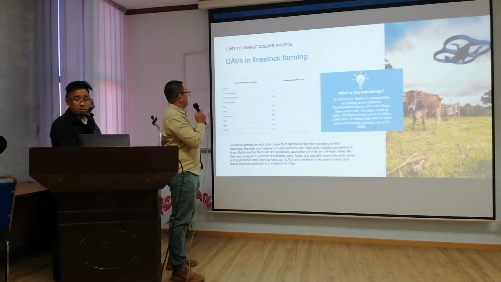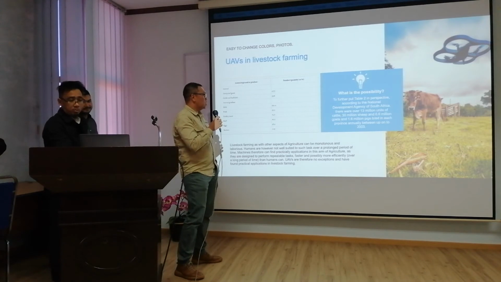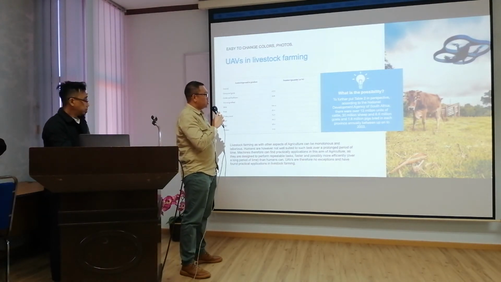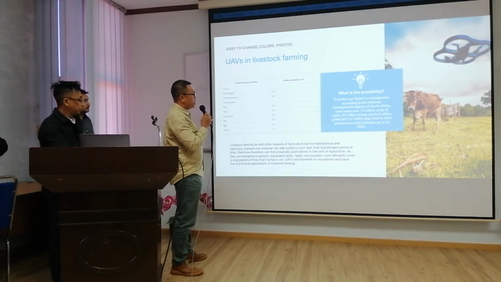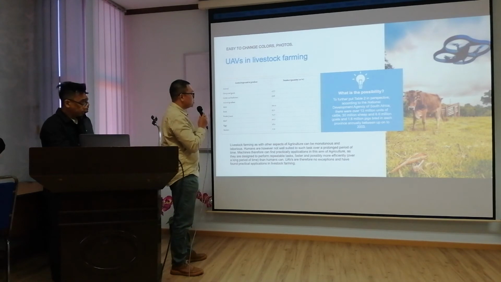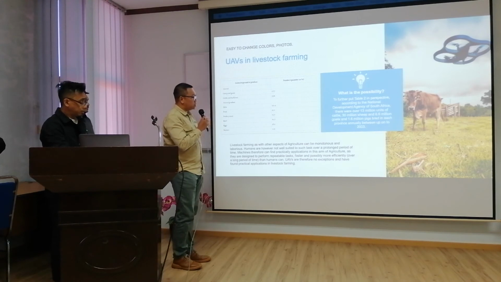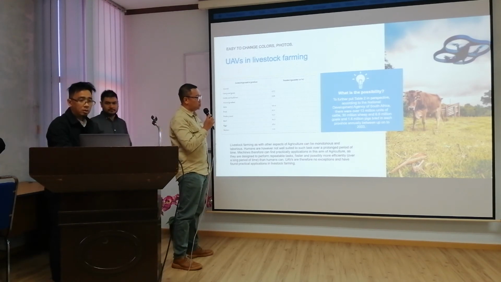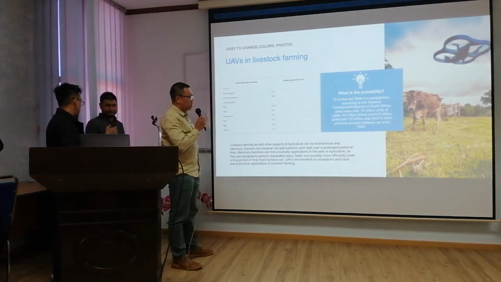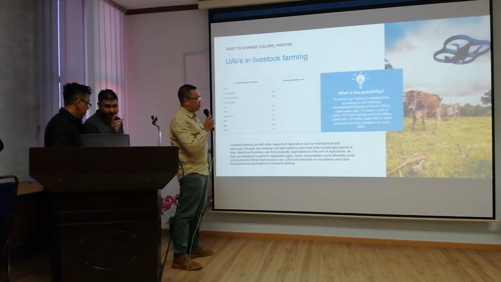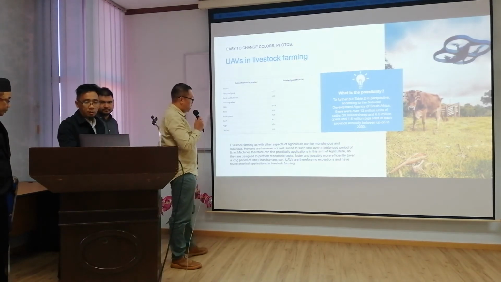UAVs in livestock farming. What is the possibility to further put Table 2 in perspective? According to the National Development Agency of South Africa, there were over 13 million units of cattle, 30 million sheep, 6.6 million goats, and 1.6 million pigs bred in each province annually up to 2003.